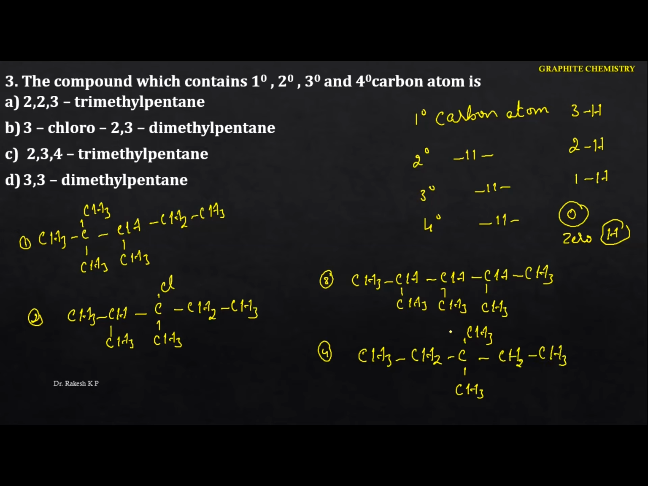What you have to identify is the compound which contains all the types of carbon atom. Just come to this one. This is primary, this is primary, this is primary, this one is quaternary, this one is tertiary, this is primary, this is secondary, this is primary. In this case we can identify all the types of carbon. So let it be this one.